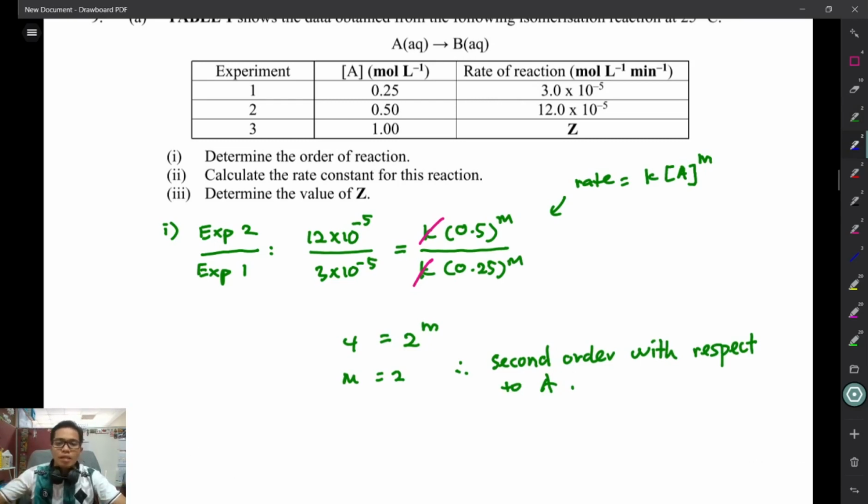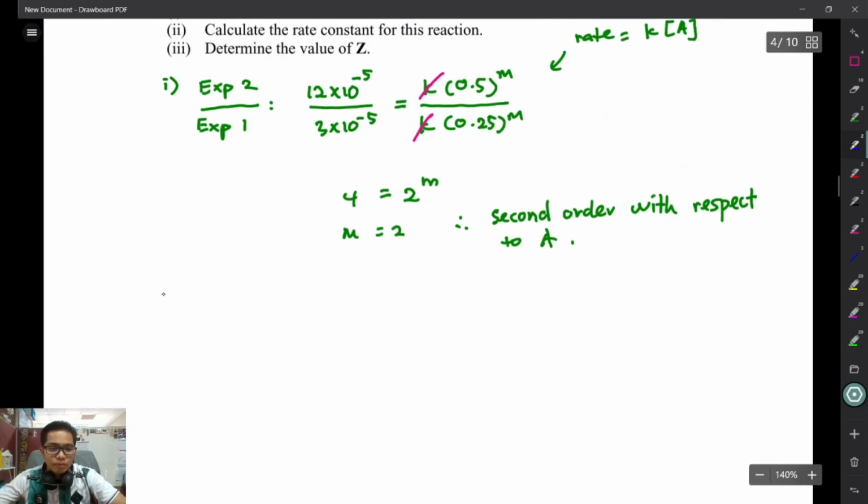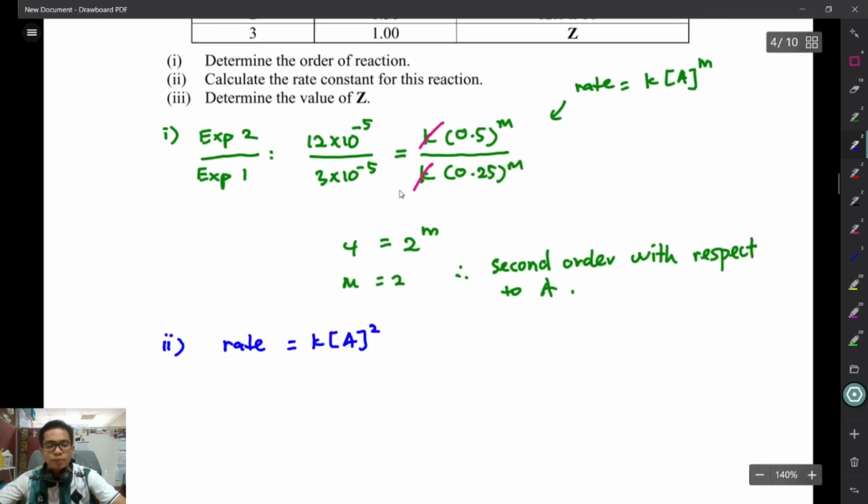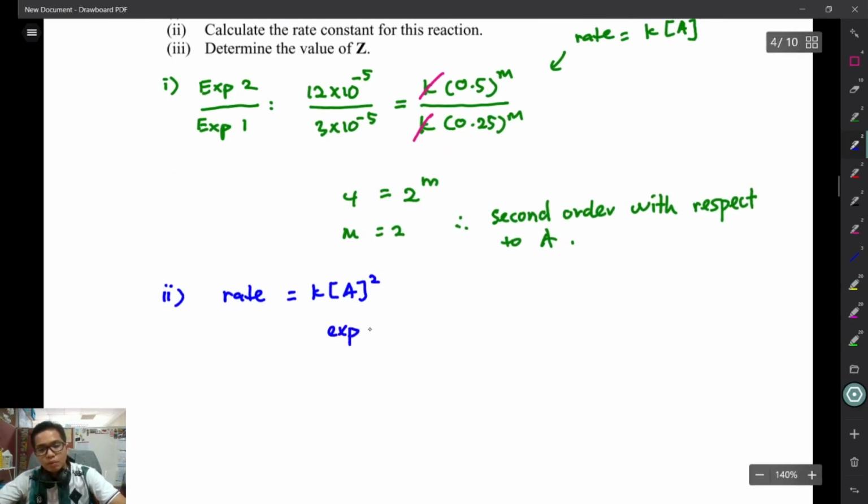Number 2, calculate the rate constant. So, using our rate law, rate equal to K concentration of A, the order is 2. Okay, so use any value from experiment 1 or experiment 2 to determine your K. This part I'm going to use experiment 2. So, experiment 2's values. The rate is 12 exponent negative 5 equal to K unknown times 0.5 to the power of 2.